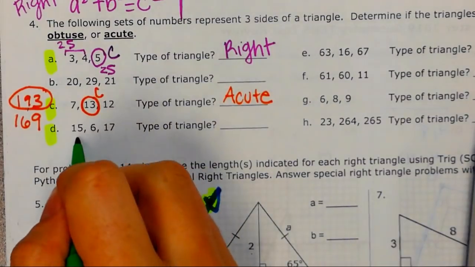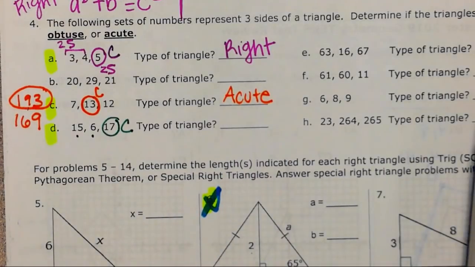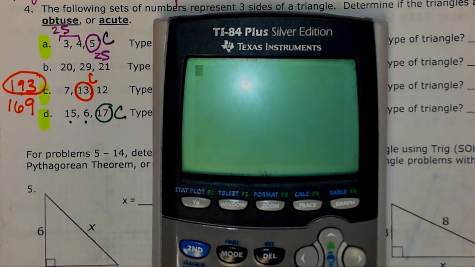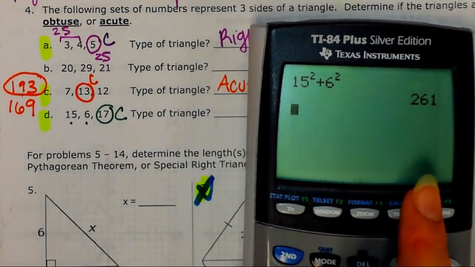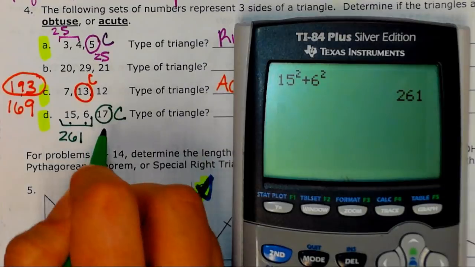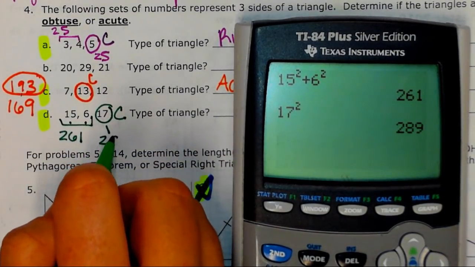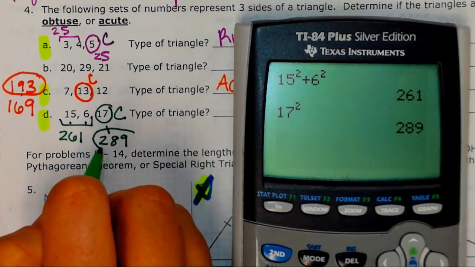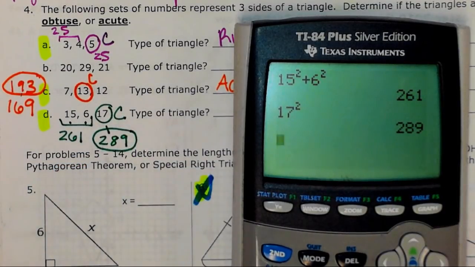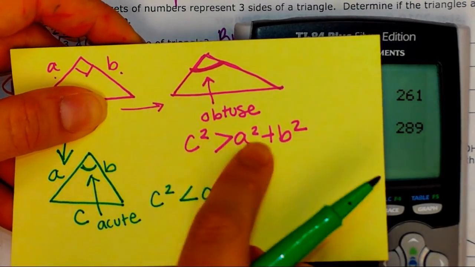All right, last, I've got 15, 6, and 17, so 17 is my c. Type in 15 squared plus 6 squared, that's equal to 261. 17 squared is equal to 289. So in this case, my c squared is bigger than my a squared plus b squared. So that means that this is an obtuse triangle.